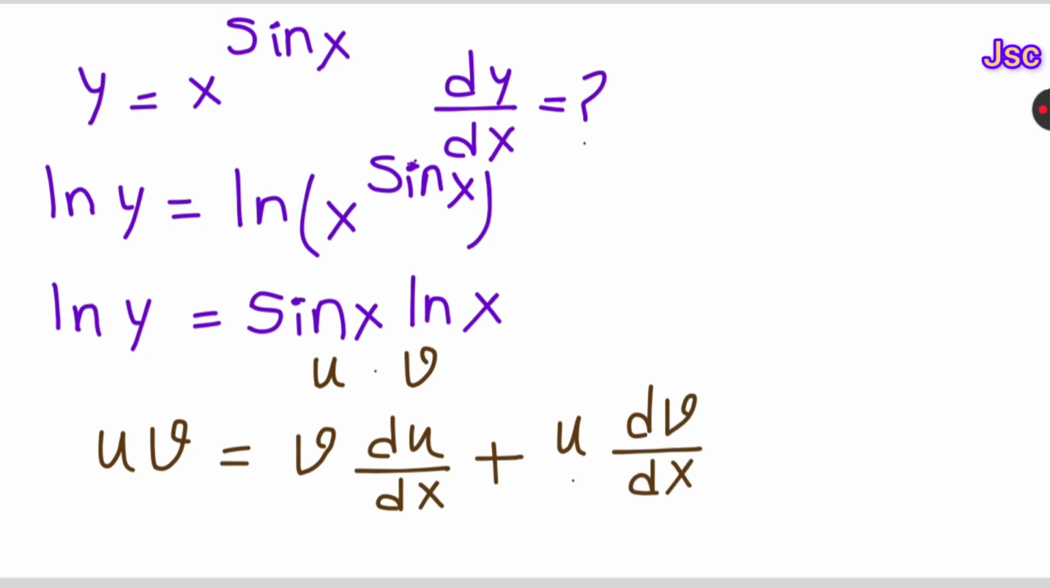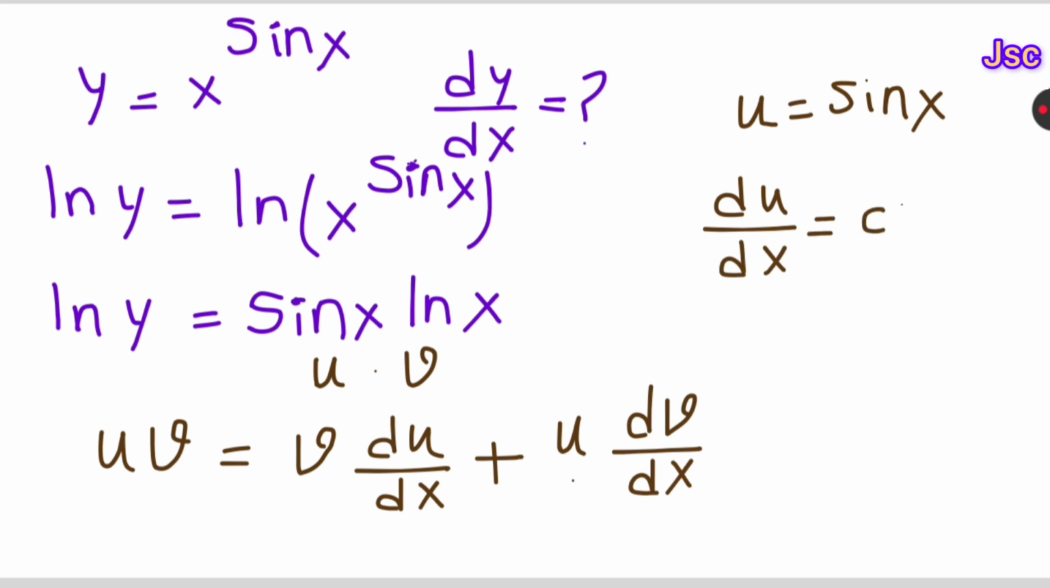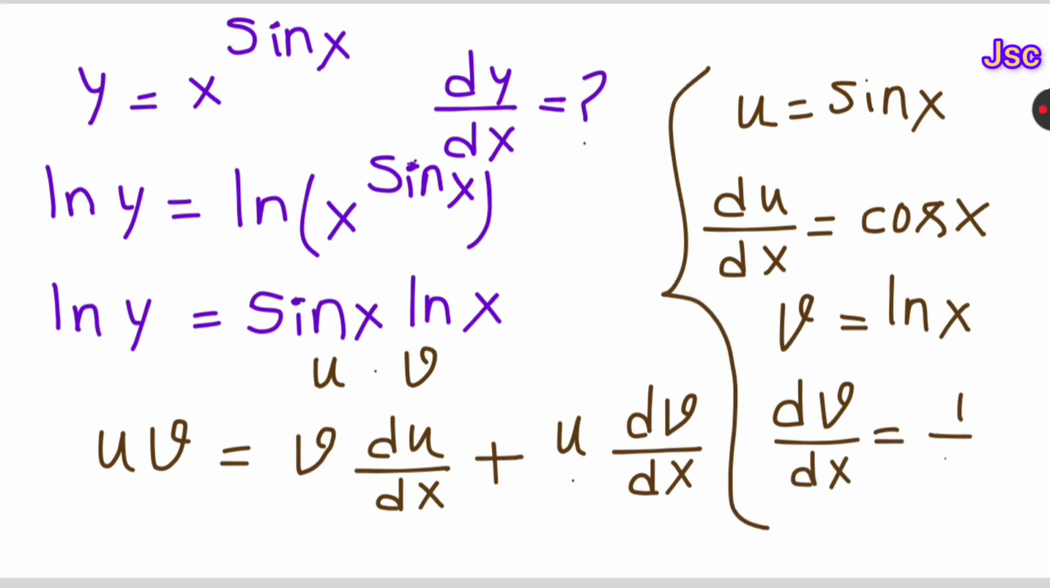So we know our u is sin x. If u is sin x, then du dx is, that means we are doing with respect to x, so the derivative of sin x is cos x. And we know that v is ln x. If v is ln x, then derivative of v is 1 over x.